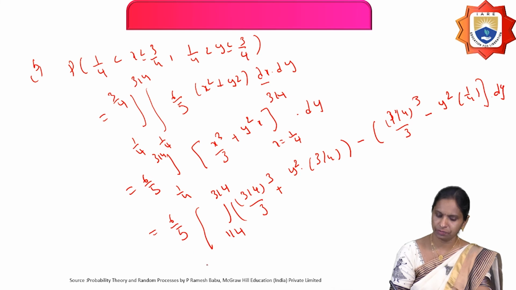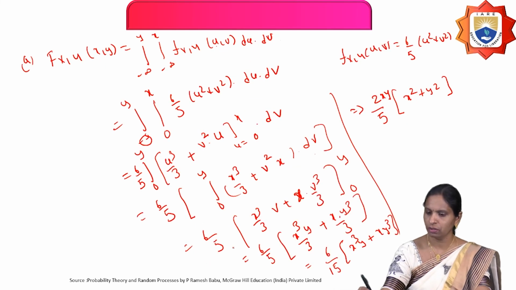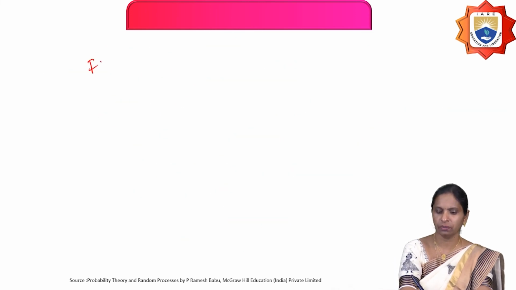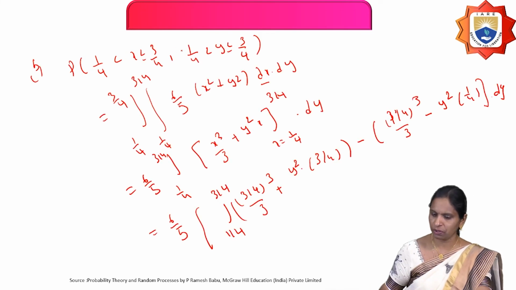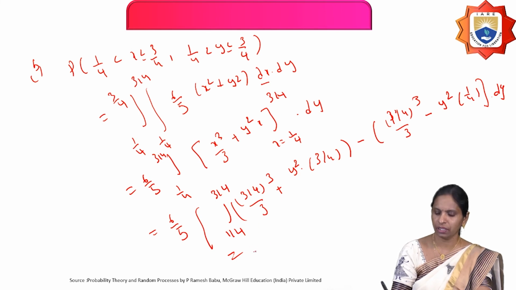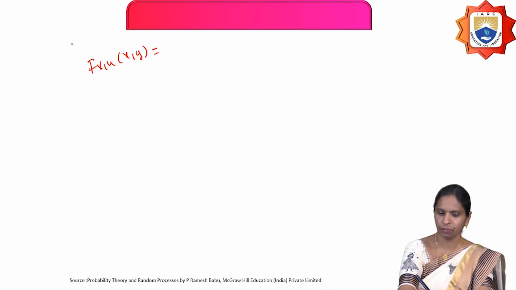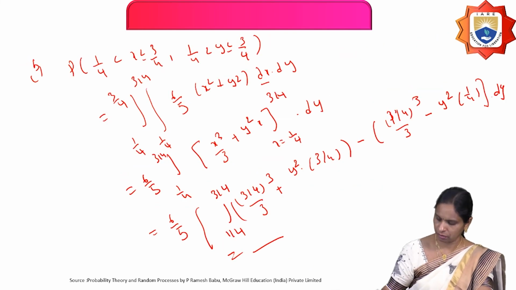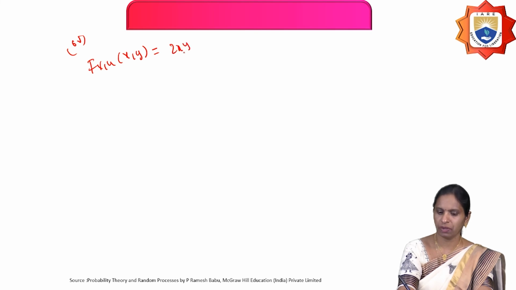So you can get this value, or else you can do it like this also. So what is fxy of x comma y you got? Previously you got 2xy by 5. And then similarly with respect to y you have to integrate, or else you can do it like this also. So fxy of x comma y is 2xy by 5 into x square plus y square.